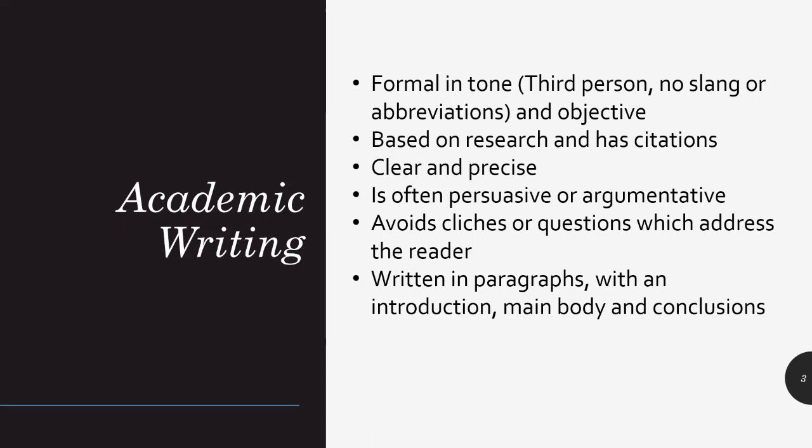First, we use a formal tone. For instance, we use the third person. We never use I, you, he, or she. If we are writing, let's say, for example, instead of saying your opinion, we are going to say one's opinion. Instead of saying my own belief, we could say one's belief. We don't use any slang words or any abbreviations. We are going to see examples later on.